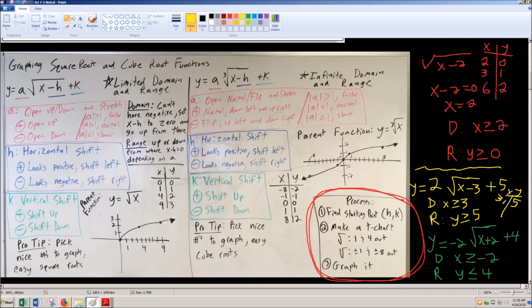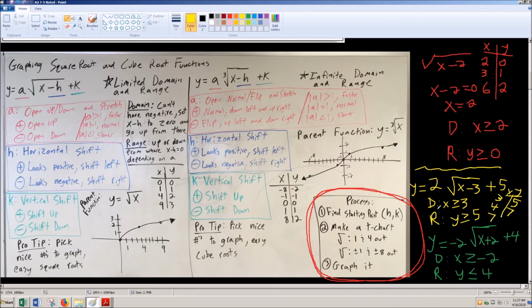Now let's plug in another point. The next point I want to plug in is going to be 1 more than 3. So I'm, again, moving 1 unit out. So 3 plus 1 is 4. If I plug in a 4, it's going to give me a 1. Square root of 1 is 1. 1 times 2 is 2. 2 plus 5 is 7. Cool. Next one I'm going to do is 3 plus 4. I want to go 4 units out.